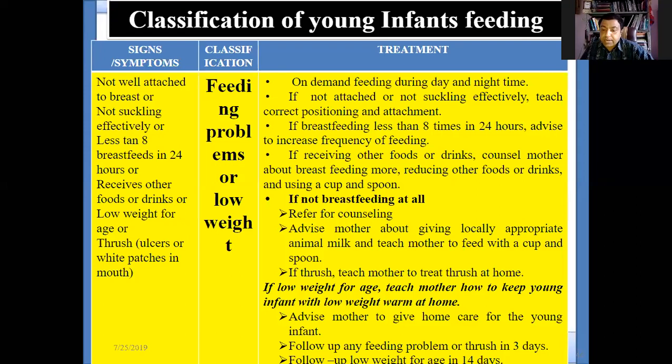Then advise mother about giving locally appropriate animal milk and teach mother to feed with a cup and spoon, not through a bottle. If thrush, teach mother to treat oral thrush at home. If you find low weight for age, teach mother how to keep young infants with low weight warm at home, because if low weight, there is a chance of hypothermia. So you need to be very careful. Advise mother to give home care for the young infant. Follow up any feeding problems or thrush in 3 days and follow up weight for age in 14 days.